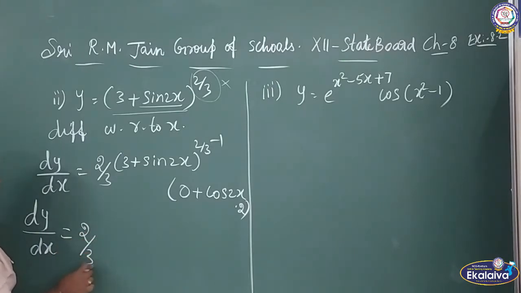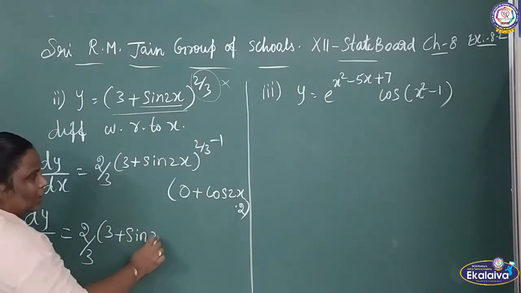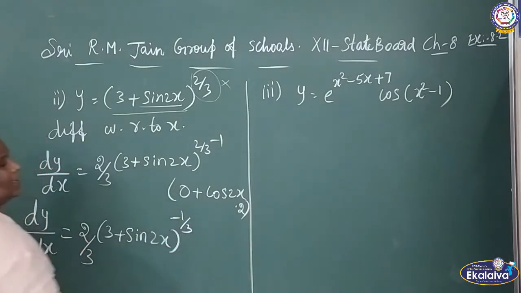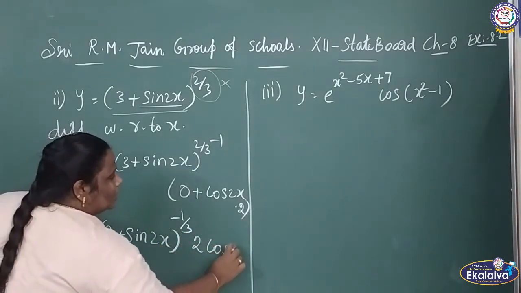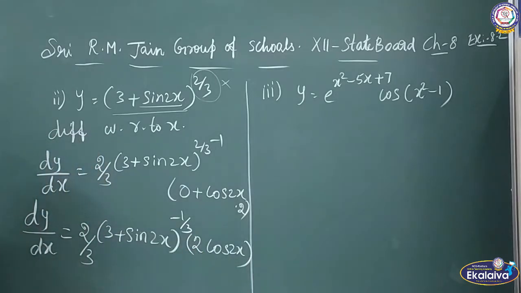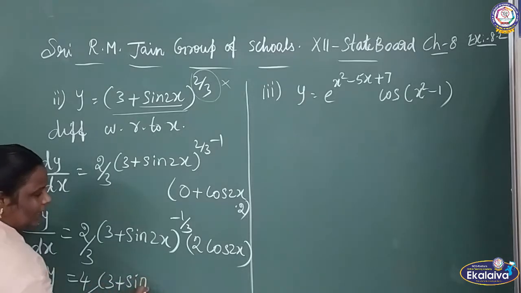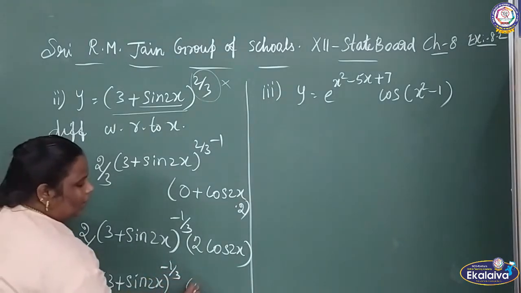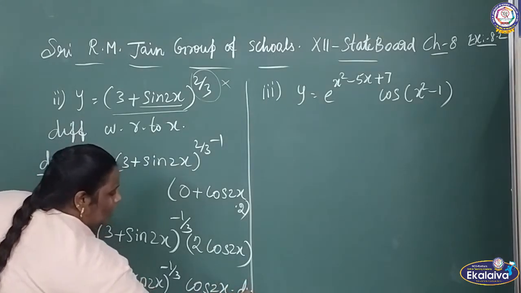So, dy by dx equals 2 by 3 into (3 plus sin 2x) whole power, 3 is the LCM, 2 minus 3 by 3, what is that value? Minus 1 by 3, into 2 cos 2x. 2 into 2 becomes 4. So, it gives dy equals 4 by 3 into (3 plus sin 2x) whole power minus 1 by 3 into cos 2x into dx.